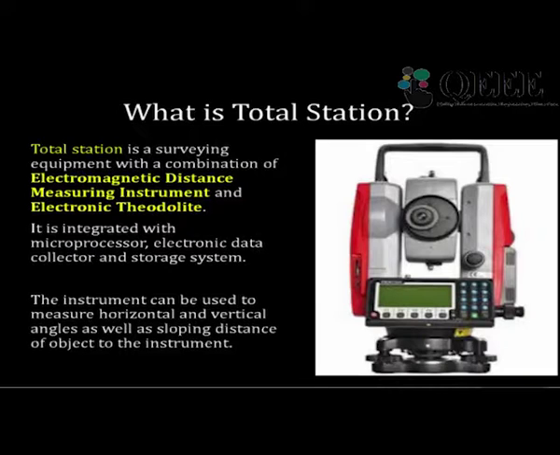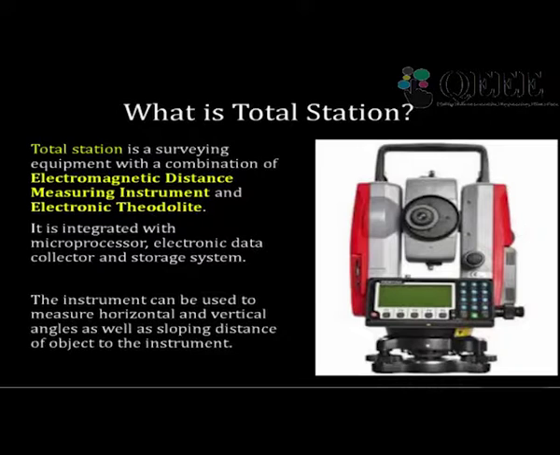All these functionalities have been incorporated in a single instrument, which is called a total station. That is why it is mentioned electromagnetic distance measurement as well as electronic. It's all electronic now. There are no manual measurements. All the instruments and functionalities are there, but in an electronic manner, because it is integrated with a microprocessor, electronic data collector system as well as a storage. Because all your data will be digital data, it will have a storage system to store all the data.